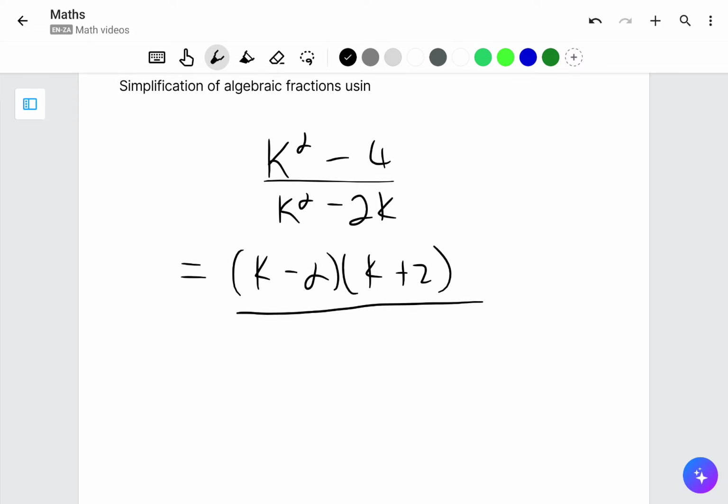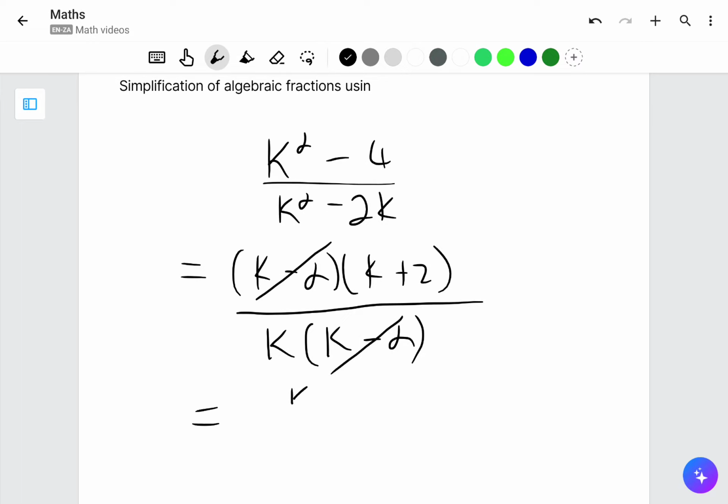And on the bottom, again, we can see that we can take out a common factor of k. If we look at the denominator, there is an HCF of k. So if I take out the k, I'm left with k minus 2, because k times k will give you k squared, and k times minus 2 will give you minus 2k. So we can see now that this and that can cancel, so I'm left with k plus 2 over k.